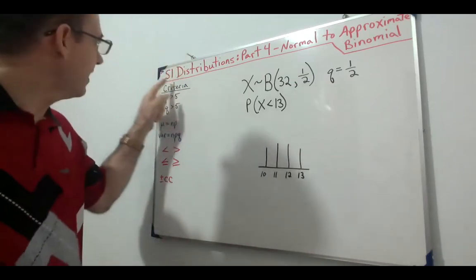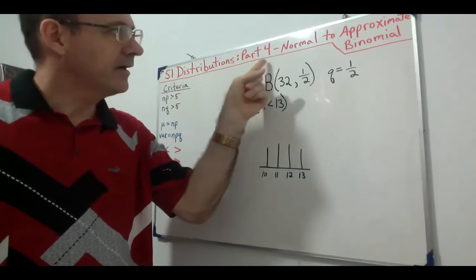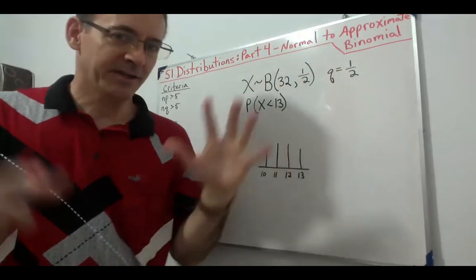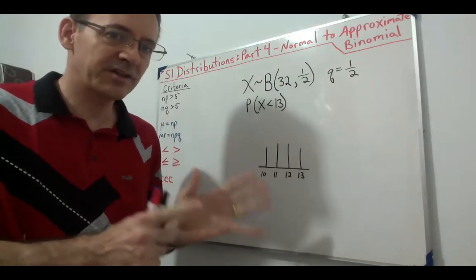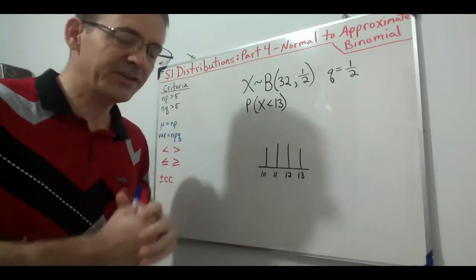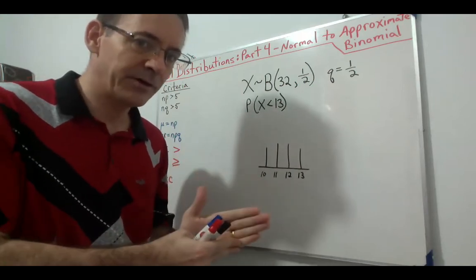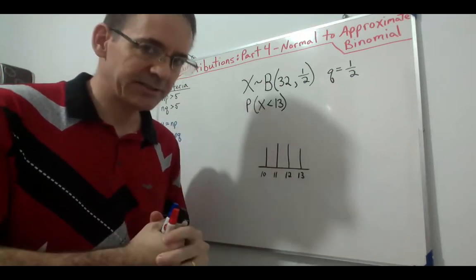Today we want to look at Statistics 1 Distributions, Part 4, the normal to approximate the binomial. Now, this is where things are going to get a little bit confusing, but if you really took the time in the previous videos to understand the concepts of binomial and normal distributions, you'll be able to do this.